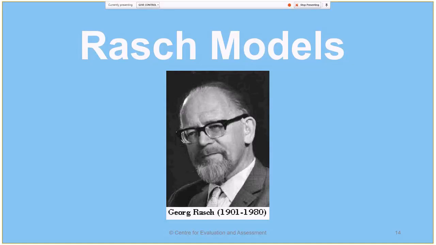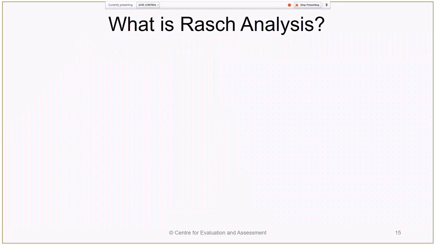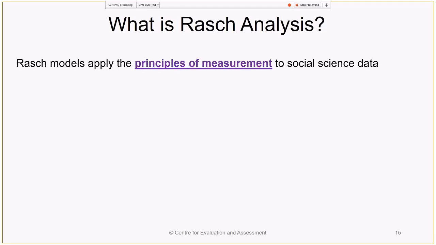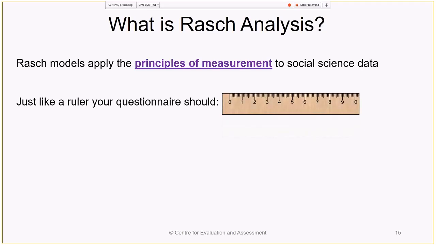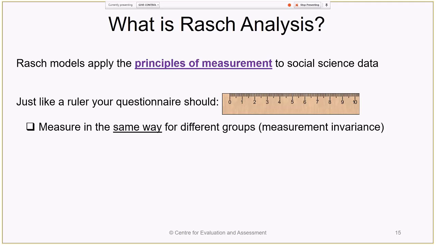So let's take a look at Rasch models. What is Rasch analysis? Rasch models apply the principle of measurement as it has been established in the natural sciences to social science data. So just like a ruler, you want your questionnaire or test, whatever instrument you're using, to be able to do the following. You want to measure in the same way for different groups. So if you were applying a ruler, you wouldn't want it to measure different people in different ways. You want it to be consistent.